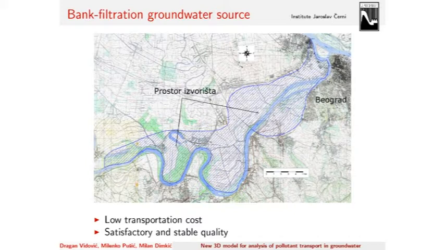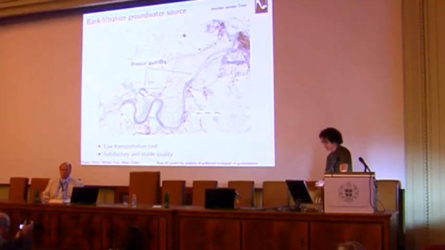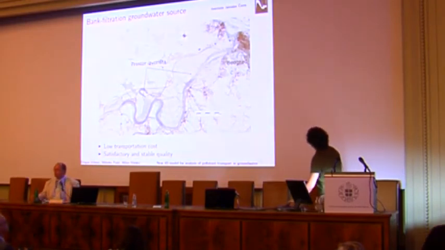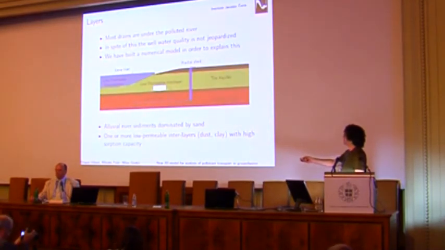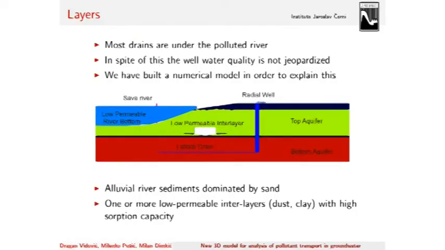In the picture you can see the Belgrade water source, which consists of 99 wells with horizontal drains, which are mostly dotted along the left bank of the River Sava. These wells are immediately by the river, and most of their drains are going under the river, like here. And in spite of this, even though the river is full of pollutants, the water quality is not jeopardized.